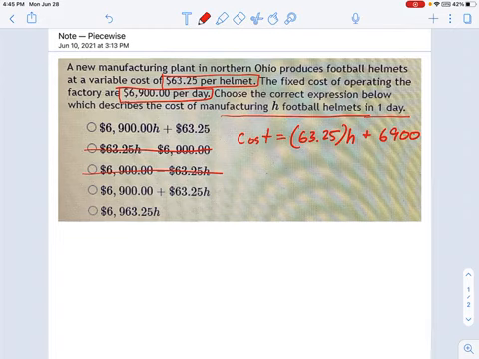See this one right here? Look at that. It's got a 6,900 times H. That's just silly because the helmets cost $63, not almost $7,000 each. That would be a pretty impressive helmet.